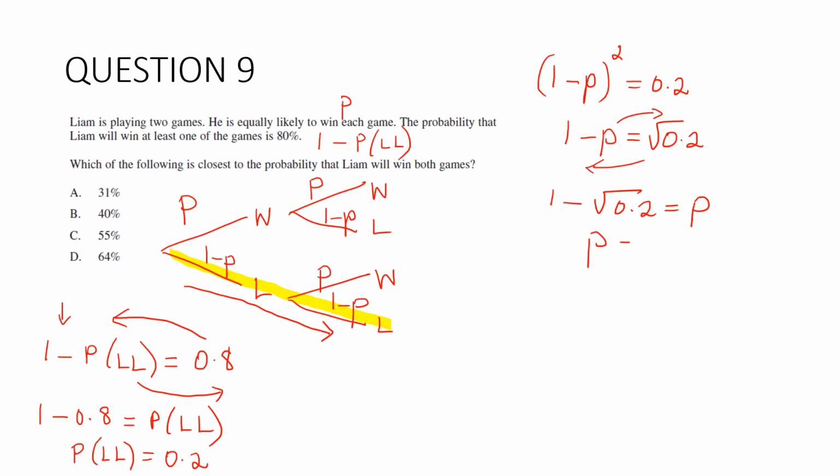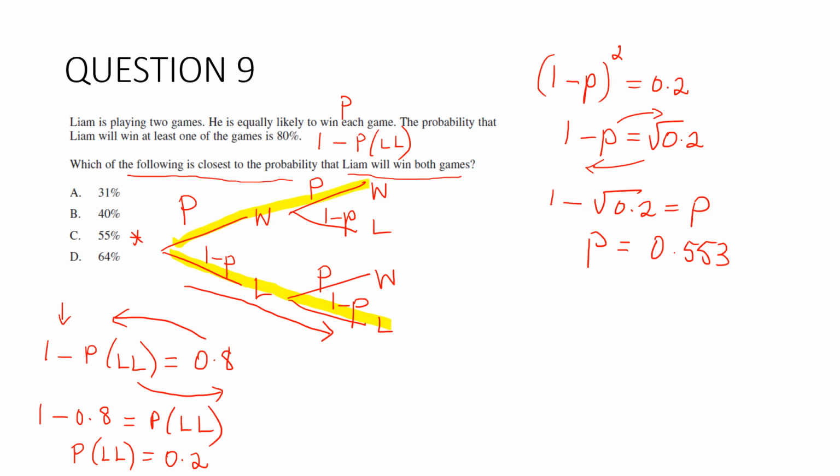I'll just grab my calculator. What is that equal to? 1 minus the square root of 0.2, 0.553. Now, a lot of people would have stopped there and chosen C. We haven't actually answered the question. Which of the following is closest to the probability that Liam will win both games? So now we want to look here.